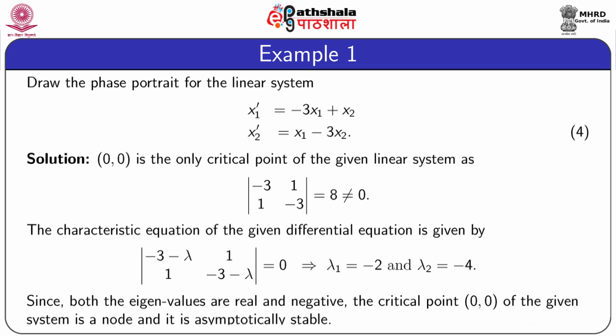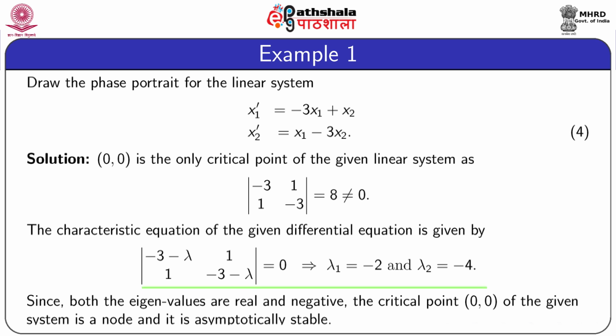Now, (0, 0) is the only critical point of the given linear system because the determinant |-3 1; 1 -3|, which is equal to 8, is non-zero. Now, the characteristic equation of this differential equation is given by |-3-λ 1; 1 -3-λ| = 0, and this can be easily expanded and solved for λ values, and the two values of λ, namely λ1 and λ2, are respectively -2 and -4.